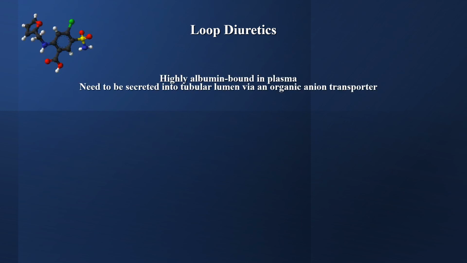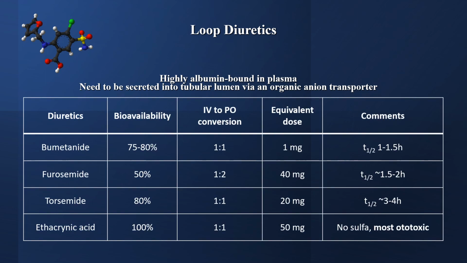Let's take a look at currently available loop diuretics. Loop diuretics are highly albumin bound in the plasma and need to be secreted into the tubular lumen via an organic anion transporter. Once transported into the lumen, loop diuretics bind to NKCC, where they exert their inhibitory effect on sodium reabsorption. This table lists clinically available loop diuretics.